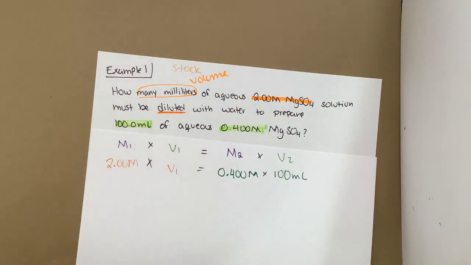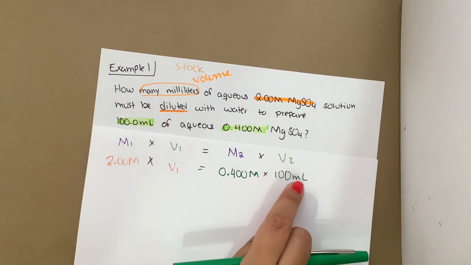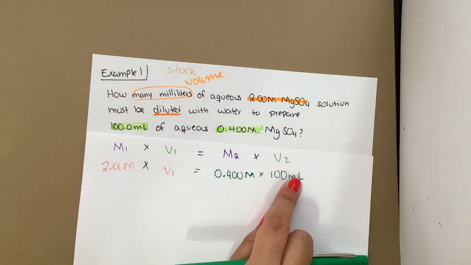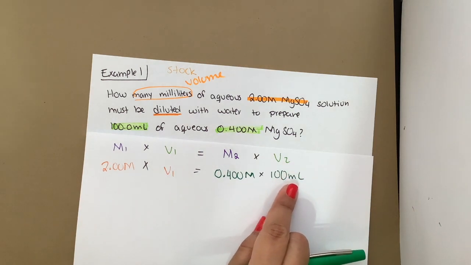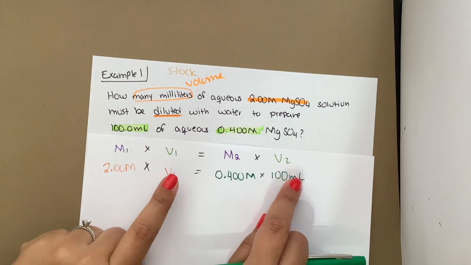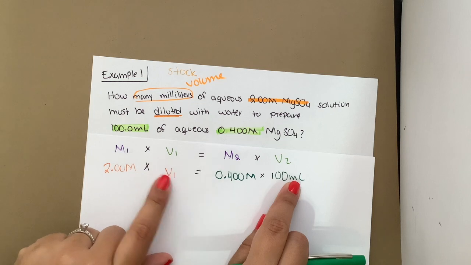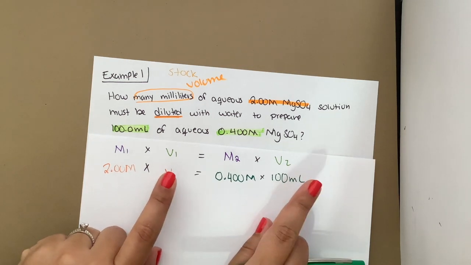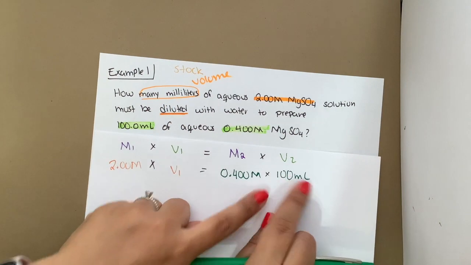Very important thing to note here. In the previous problem, when we were finding molarity, we had to change these milliliters into liters. Here, it does not matter. In these types of problems, it does not matter if my volume is in milliliters or in liters. What does matter is that both of my volumes have to have the same unit. If one is in milliliters, the other also has to be in milliliters. If one is in liters, the other also has to be in liters. In this case, the question is asking us for milliliters, so we can leave it as milliliters.